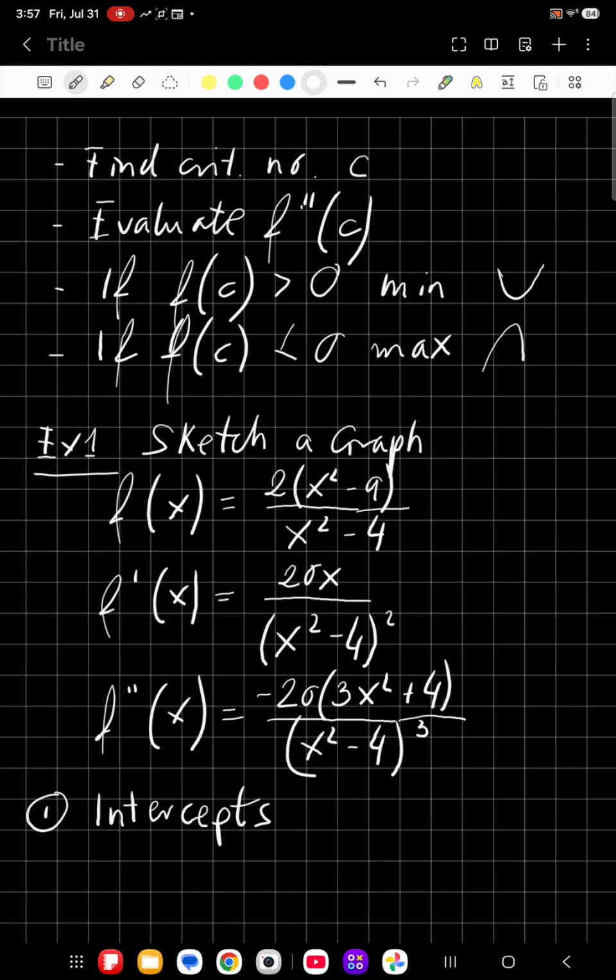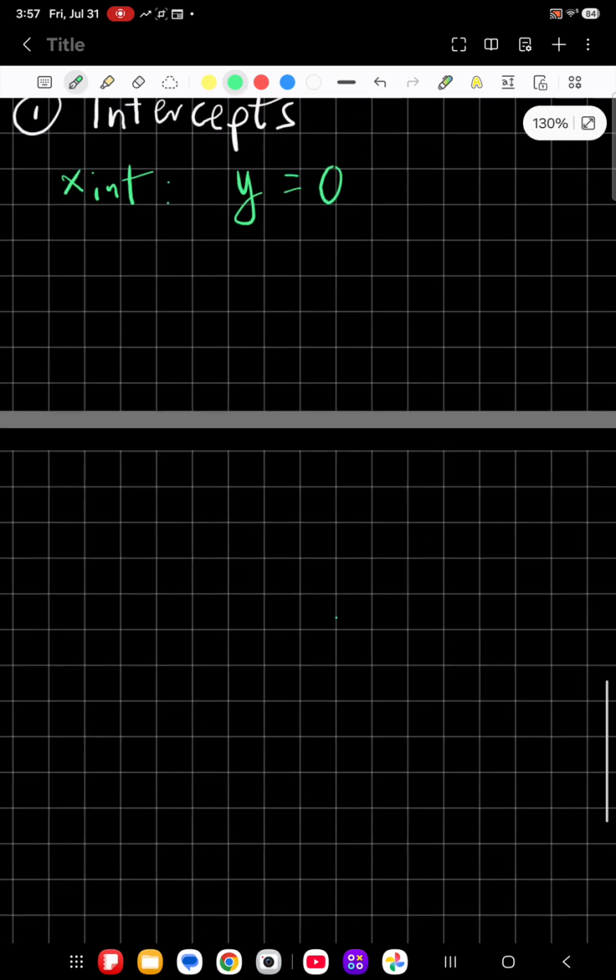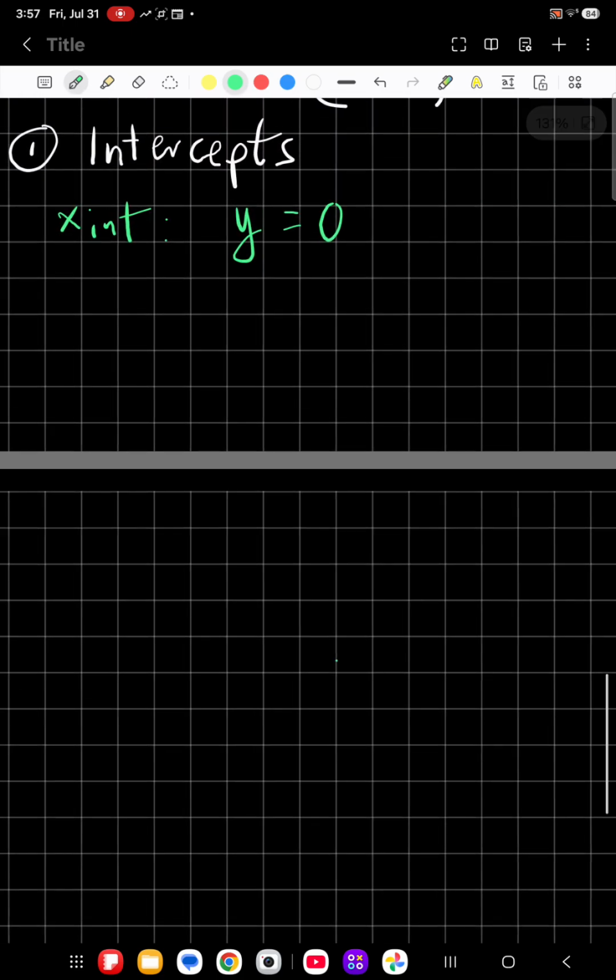So first one is intercepts. Let's start with x-intercepts. I always like to write it: for x-intercepts, y is equal to 0. So I'll take that original function, which looks exactly like this. I'm not going to solve it for you.